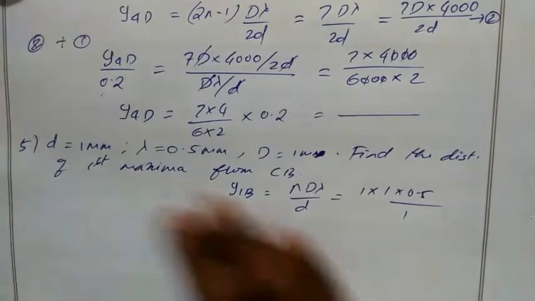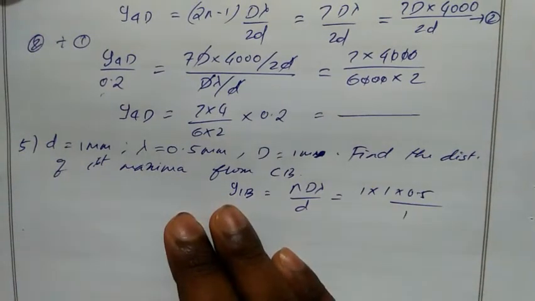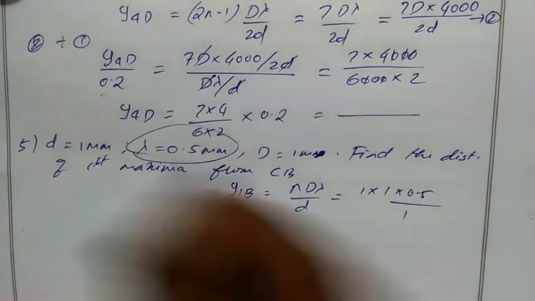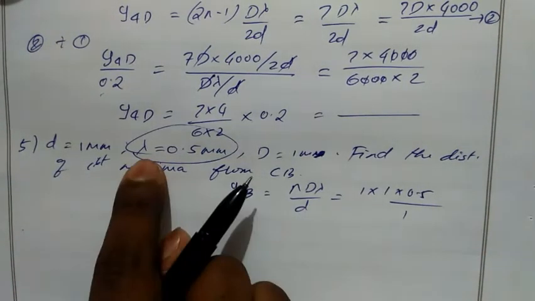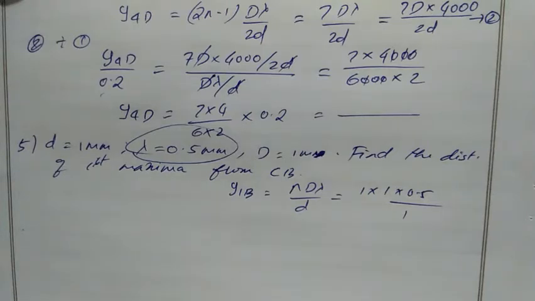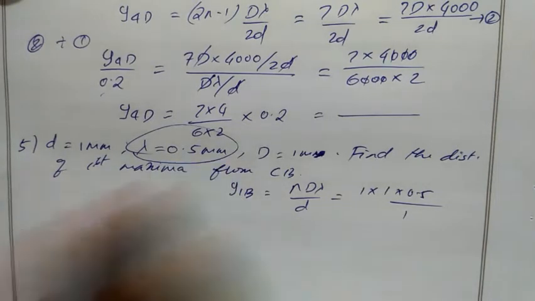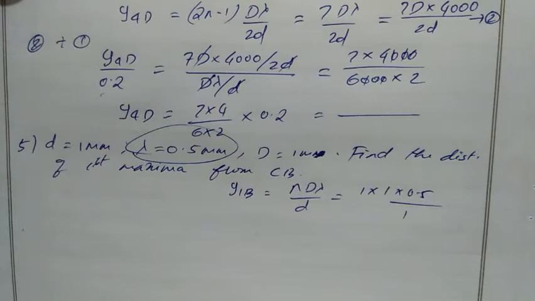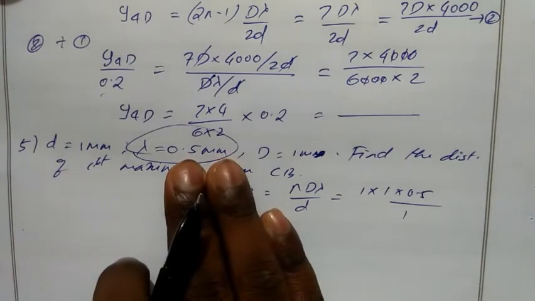But is there anything odd in this question? Just see the question once again. Is there any peculiar thing? Yes, that is lambda. Check the value of lambda. Lambda is 0.5 mm. Is it possible to get lambda as 0.5 mm? We usually take lambda in angstrom, 10 to the power minus 10 meter, but here it is 5 into 10 power minus 4. That is a very big value. Lambda for light should be very, very small, but here it is given a very big value.